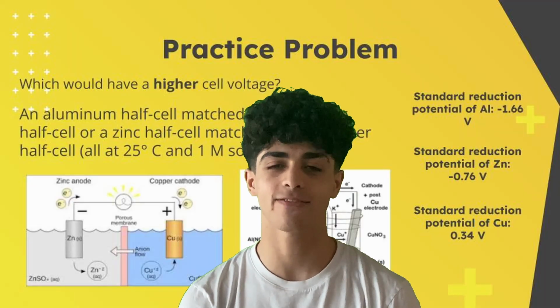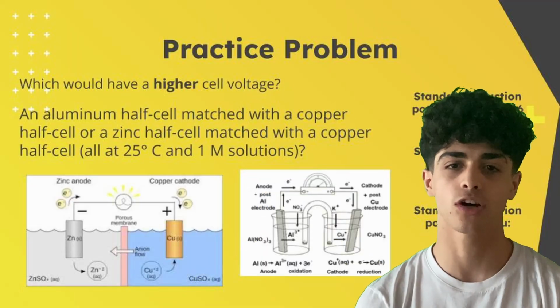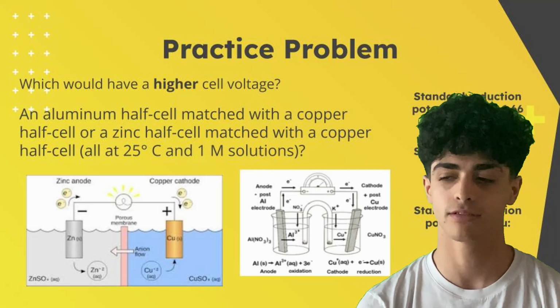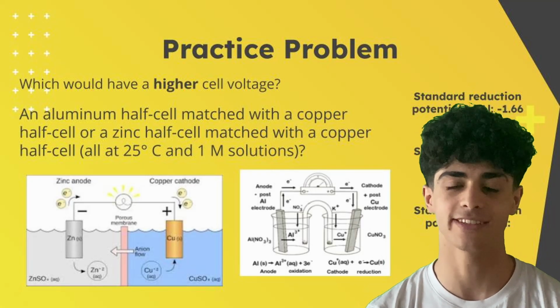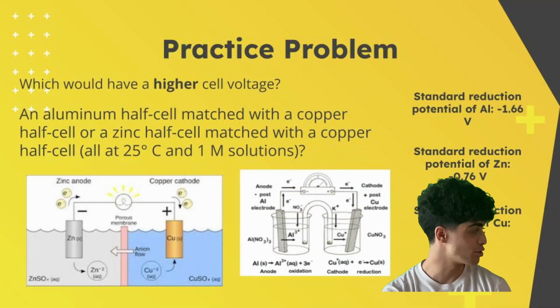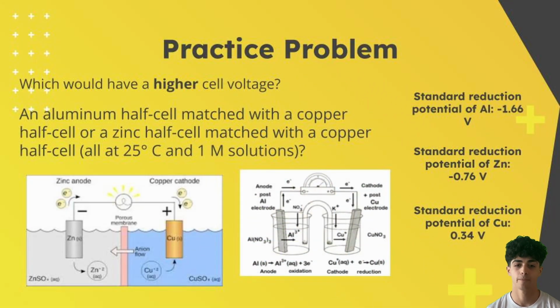Alright, so which of these is going to have a higher cell voltage? An aluminum and a copper half cell, or a zinc and a copper half cell? All of it at standard, at 25 degrees Celsius in 1 molar solution, which is standard. And the standard reduction potentials should be here. Pause.